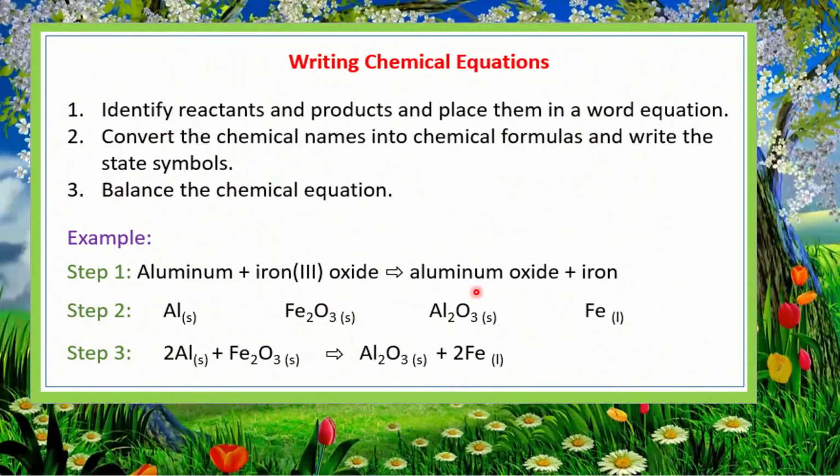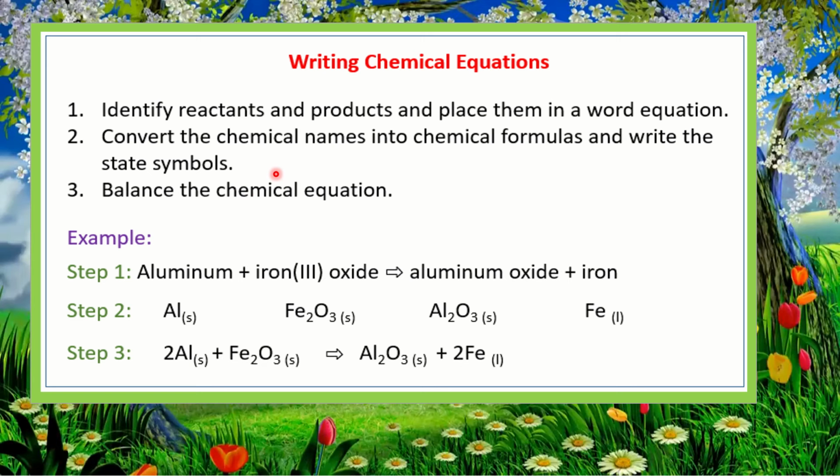Now, writing chemical equations, another key. Identify reactants and products and place them in a word equation. How will you write a chemical equation? At first, from the language, you have to identify the reactant molecules and product molecules, and you will write them in a word equation. Convert the chemical names into chemical formulas and write the state symbols.